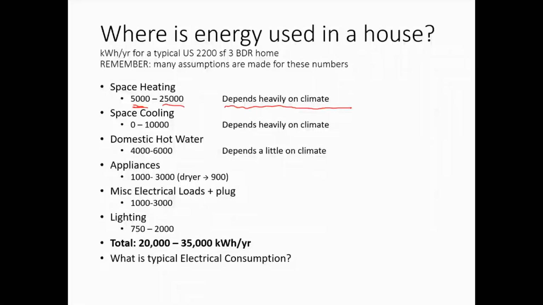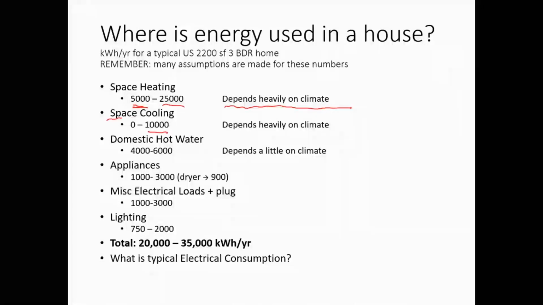And remember that heating and cooling are not always inversely impacted by climate. If you go somewhere like Iowa, it can be cold in the winter, but it can also be really hot in the summer. So just because you have a high heating bill doesn't mean you're going to have a low cooling bill. So that's something else to take into consideration. So again, cooling and heating are the two big ones here.